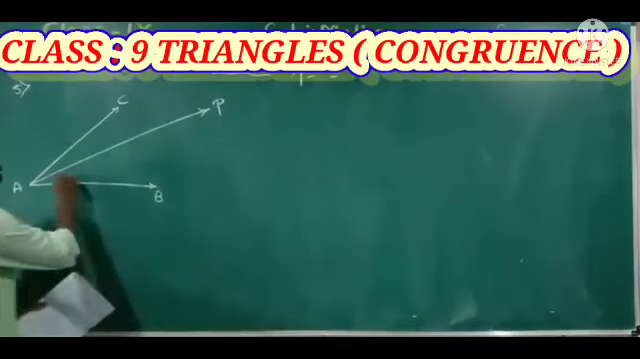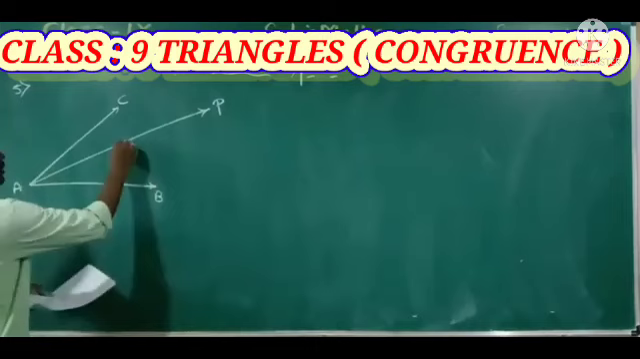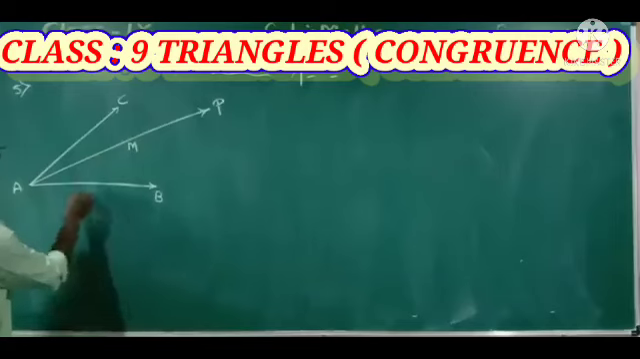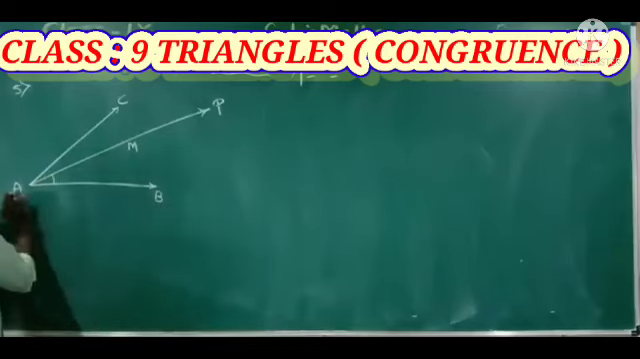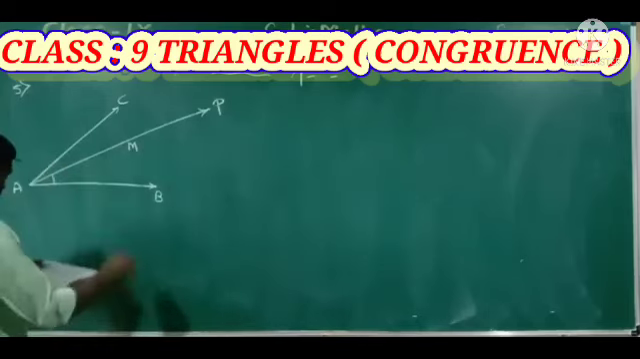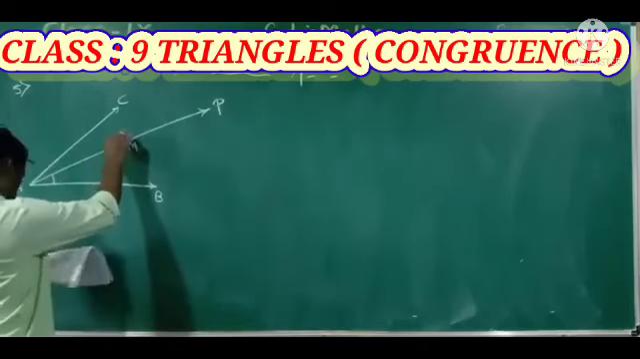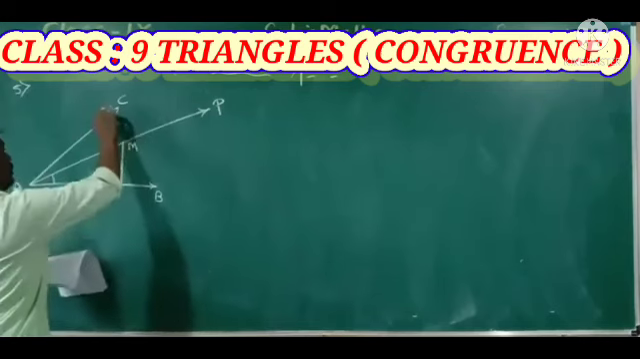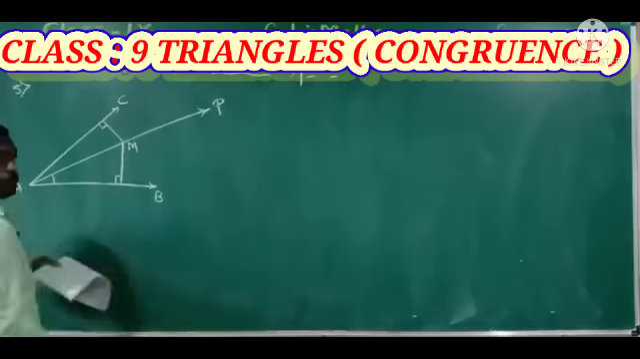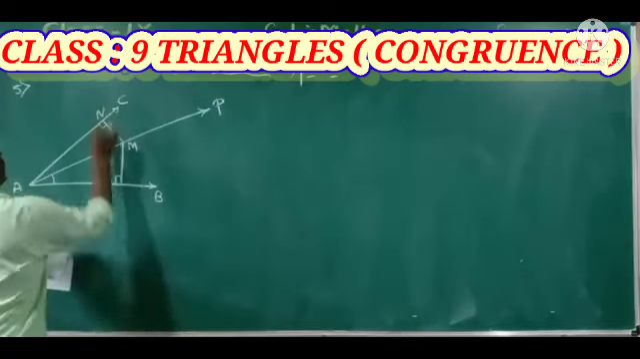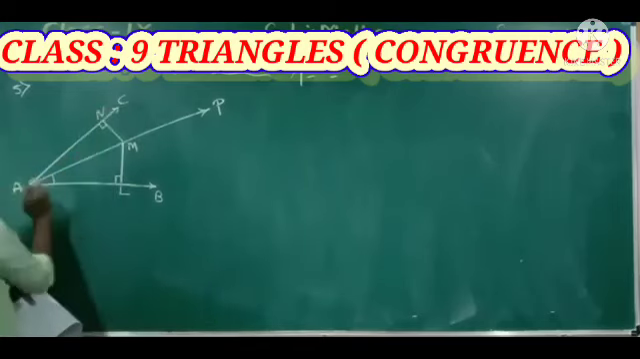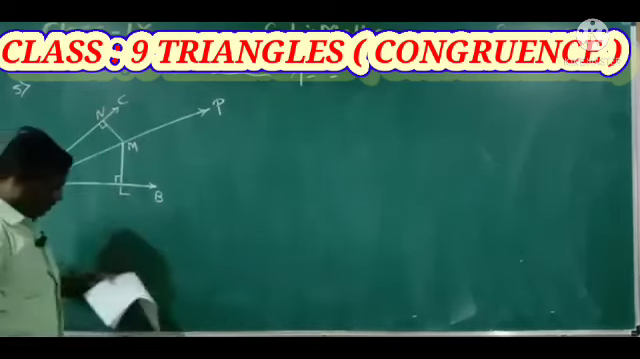Here, what are the two equal parts? If I take M as any point on the line AP, the two equal angles are BAM, which is equal to CAM. And from this point, if I draw the two perpendiculars to the sides AB and AC, the two perpendicular lines are MN and ML. MN is perpendicular to AC and ML is perpendicular to AB.